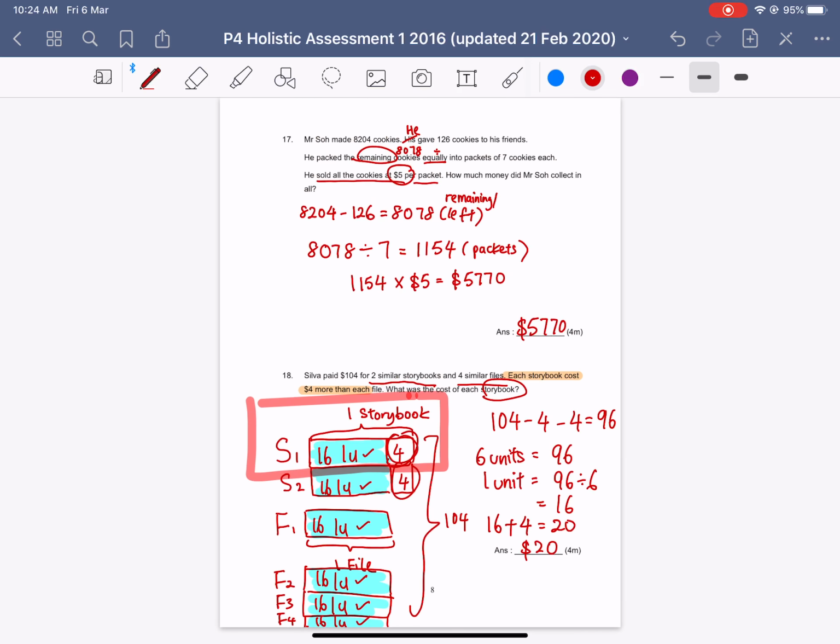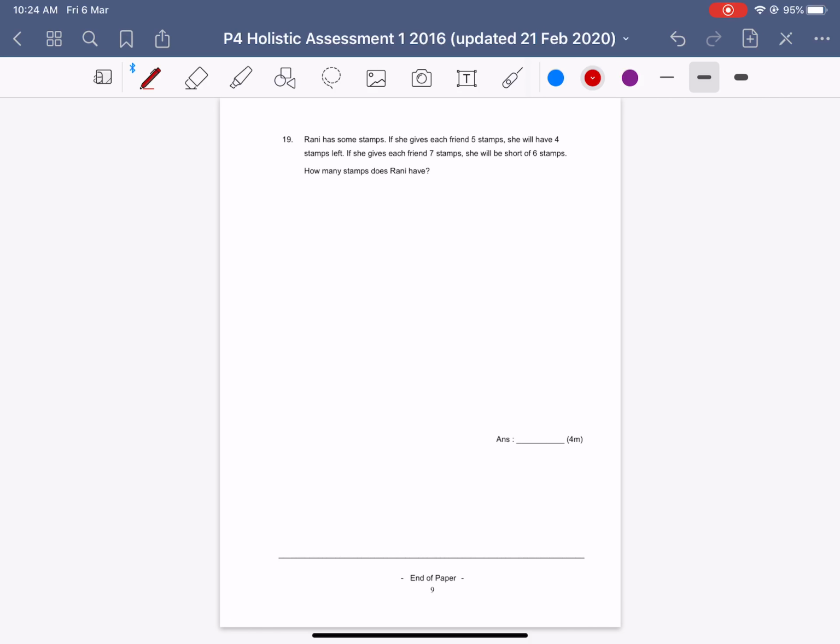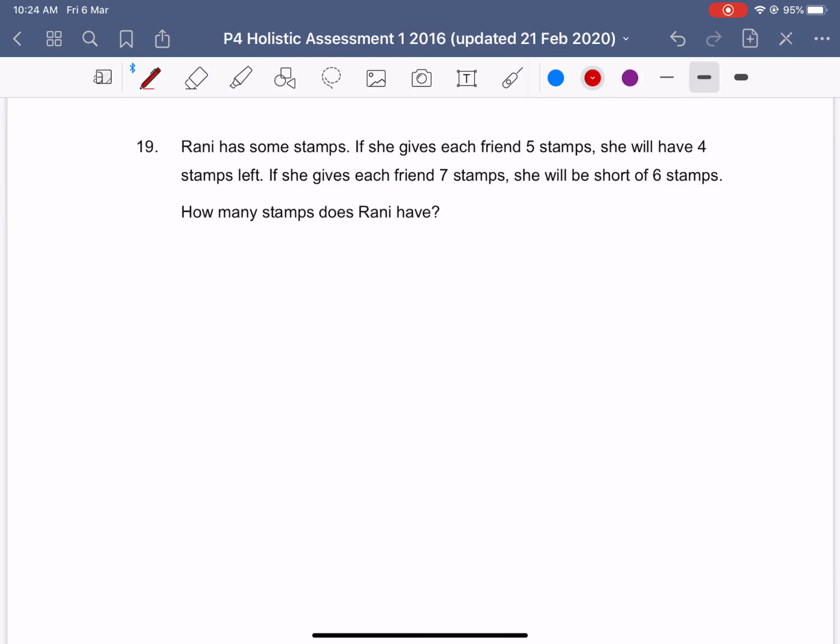All right, we come to our last question, which is question number 19. This is about Rani, who has some stamps. If she gave each friend 5 stamps, she will have 4 stamps left. So this girl can give 5 stamps and she will have 4 stamps left.